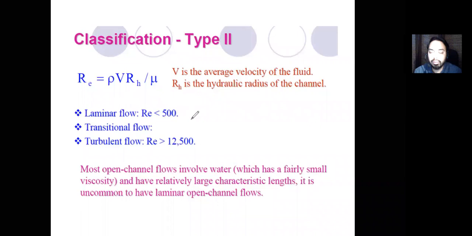So since most open channels involve water, which has a small viscosity, there are many open channel flows that are laminar. For example, on a big dam, waduk, you will have laminar open channel flows, or a big gutter with a small slope, then you can have a laminar flow.